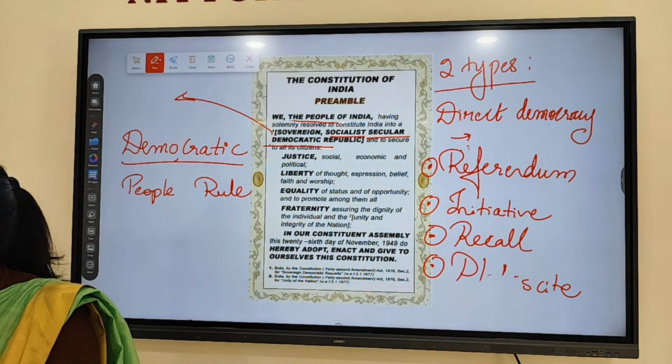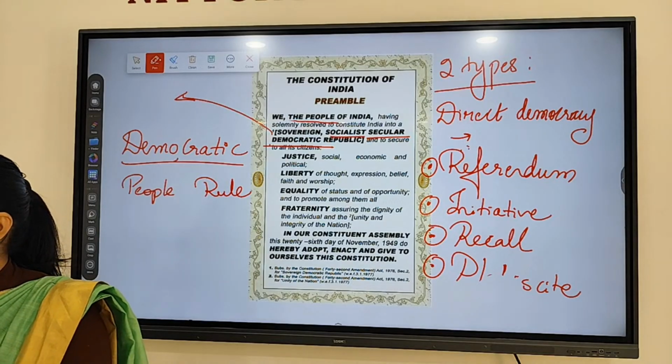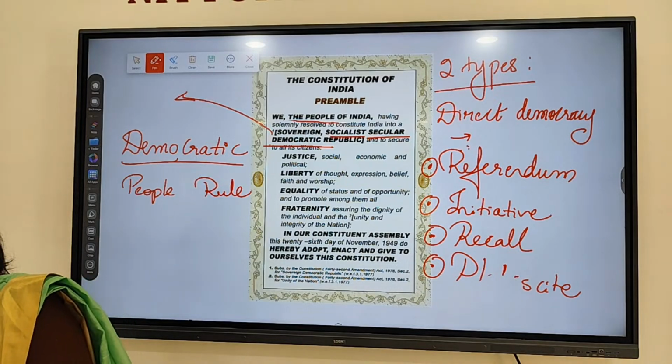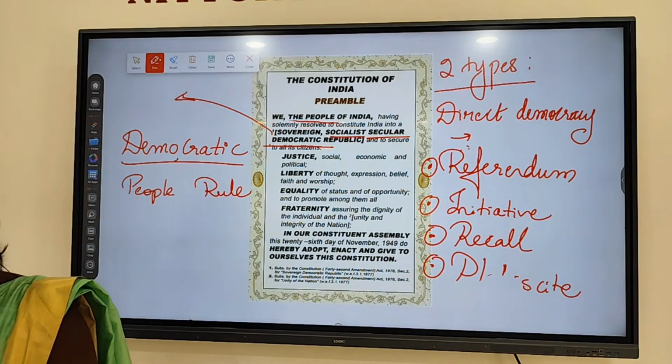Whatever the voting tells, if the majority says it should join Maharashtra, it is left to the Parliament. Okay, we don't have that kind of concept. We are having indirect democracy. We are not having this one.